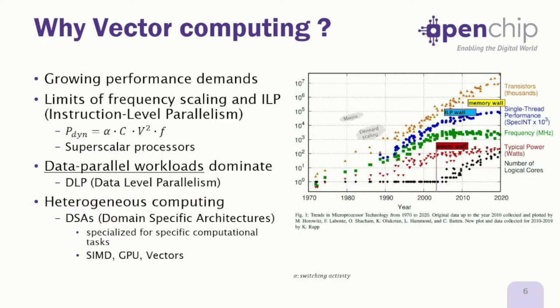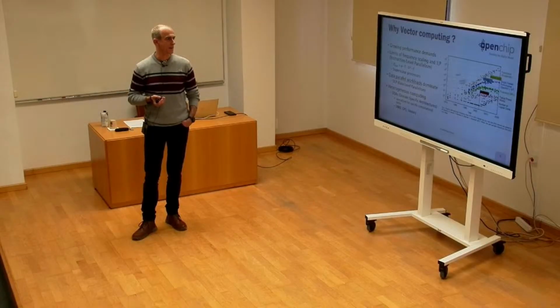But at a certain point, this formula was no longer valid, because you cannot increase the frequency anymore, because you cannot scale the voltages anymore when you reach a certain technology node, because you are very close to the threshold of the transistors, and so the leakage power comes up and then increases the dynamic power.